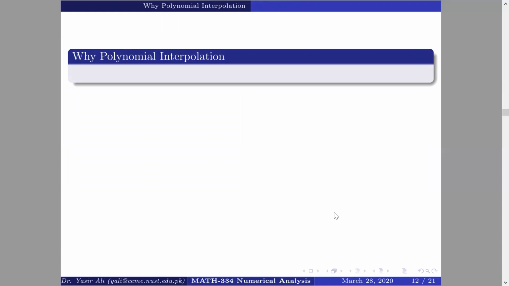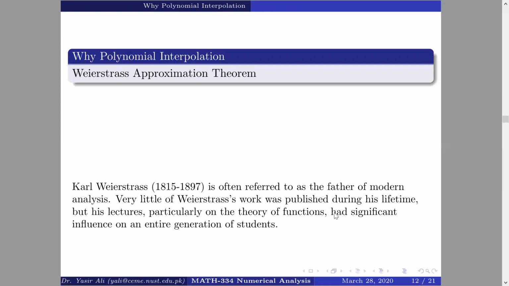When we use interpolation, most of the time we mean that we will be using polynomial interpolation. Why polynomial interpolation? There are two main reasons for it. Number one is that there is solid mathematical ground available in the form of the Weierstrass approximation theorem.